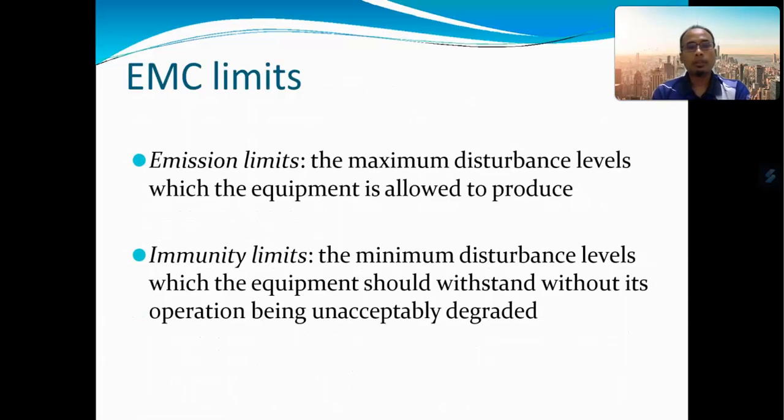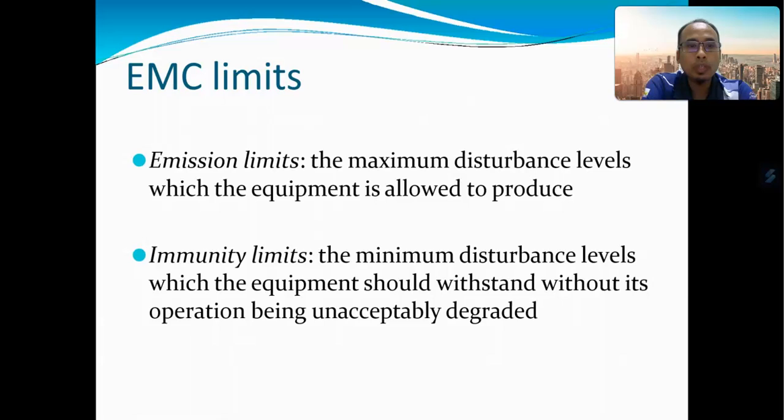All right. So now we look at the EMC limits. Basically we have emission limits and also immunity limits. The emission limit is the maximum disturbance level which the equipment is allowed to produce, meaning there are certain limits of electromagnetic exposure that the medical device can produce. And then we have the immunity limit, which is the minimum disturbance level which the equipment should withstand without its operation being unacceptably degraded.